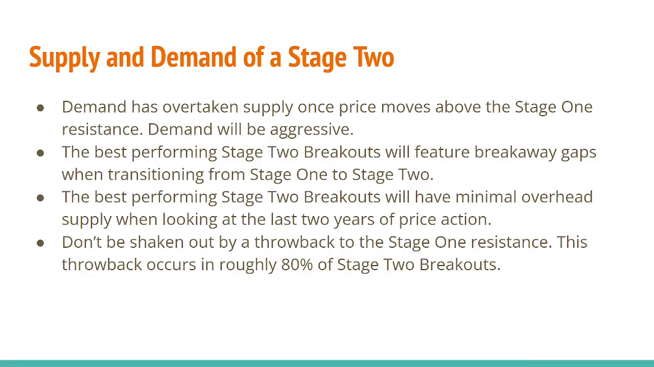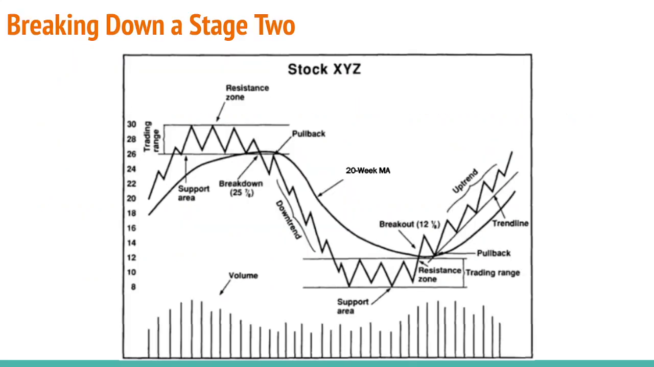Supply and demand of a Stage 2. Demand has overtaken supply. Once price moves above the Stage 1 resistance, demand will be aggressive. Like I said, during your Stage 1, supply and demand will often be at equilibrium, and this equilibrium can be seen by price entering this trading range between the support and resistance. And you'll know you're in a Stage 2 breakout when price breaks out of this equilibrium zone and demand will take over.